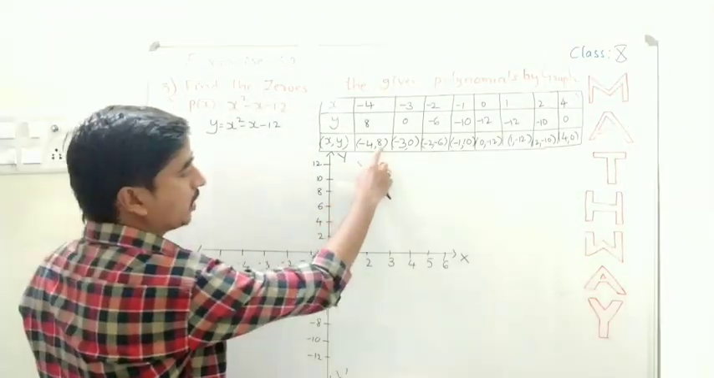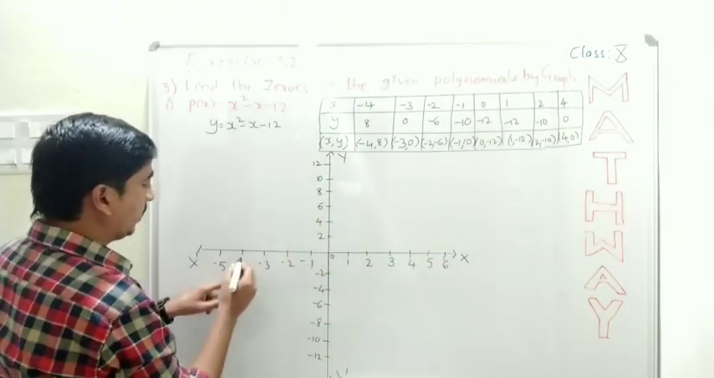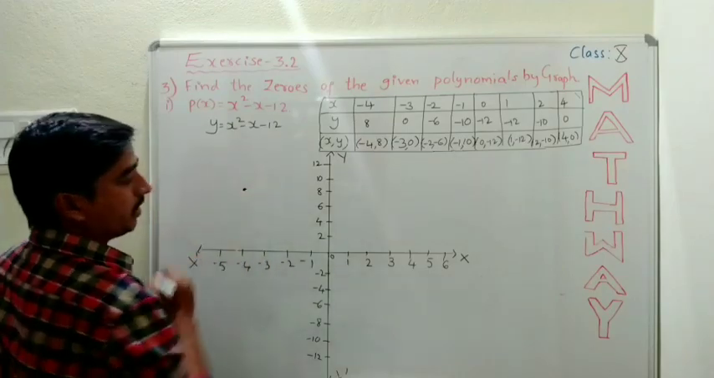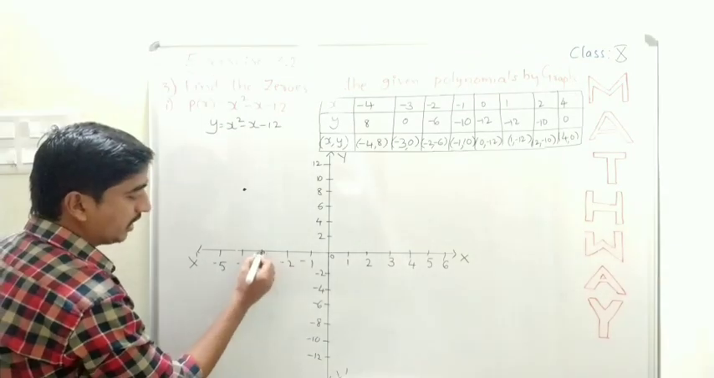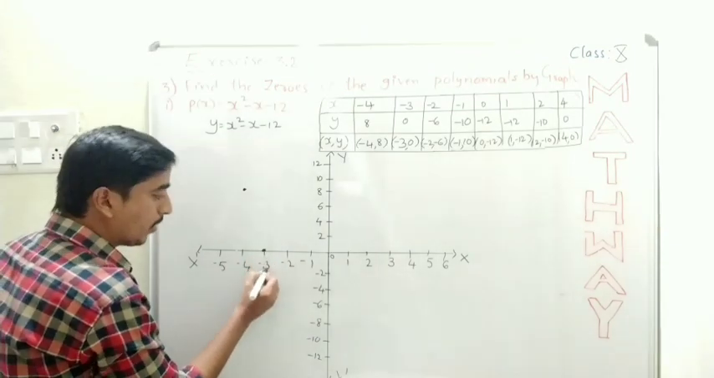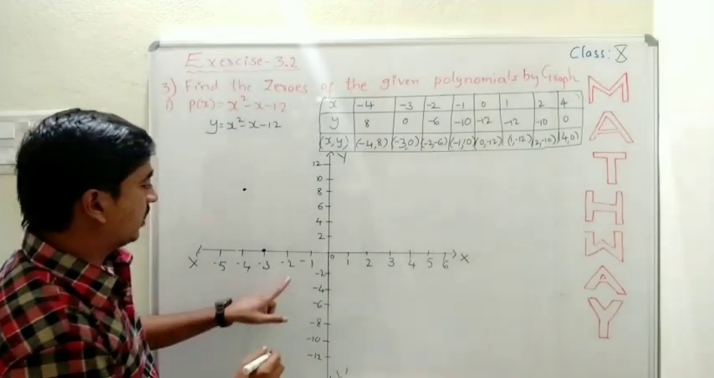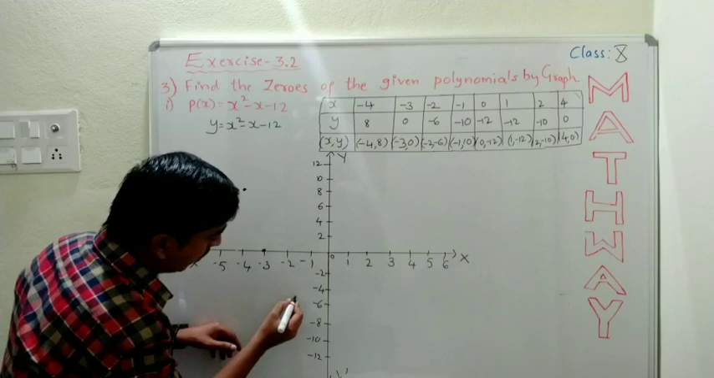First point is minus 4 comma 8. So x coordinate is minus 4 and the y coordinate is 8. So approximately here we can get that point minus 4 comma 8. Second point minus 3 comma 0. X coordinate is minus 3, y coordinate is 0. On the point itself we get it. Then minus 2 comma minus 6. X coordinate is minus 2 and y coordinate is minus 6. At this point we can get it.